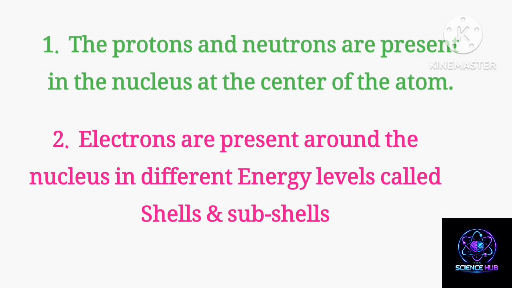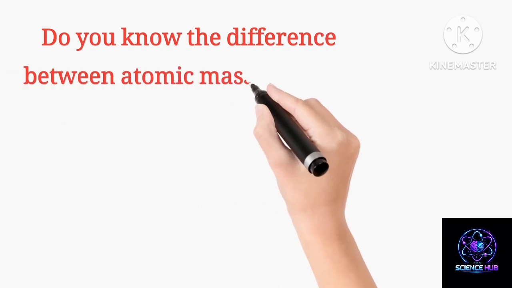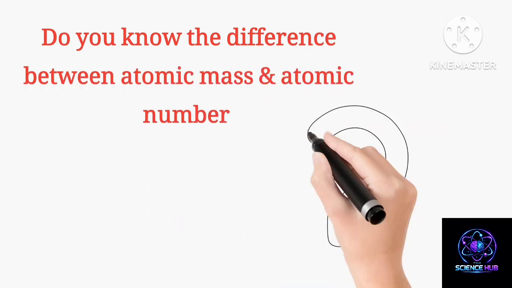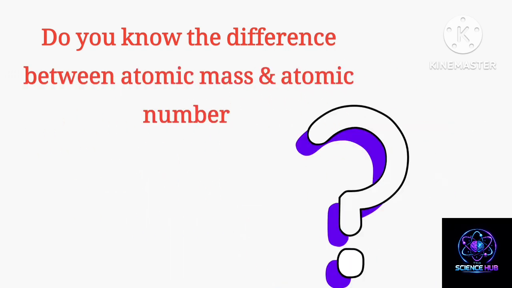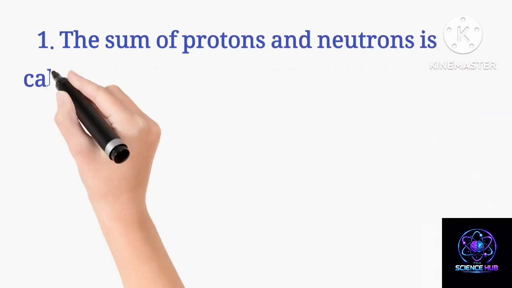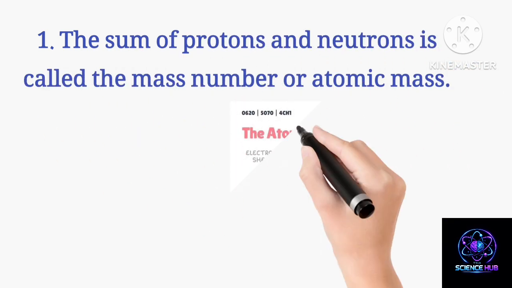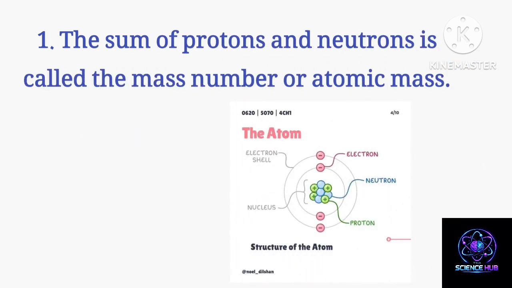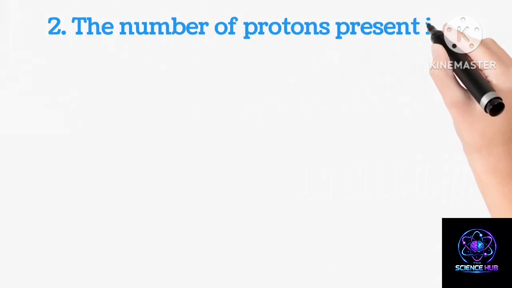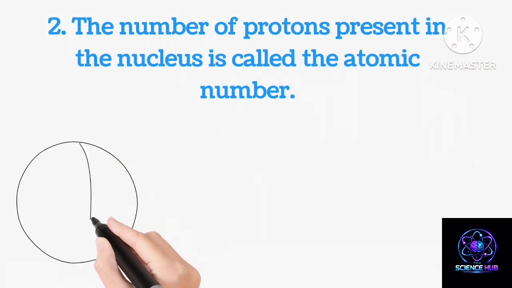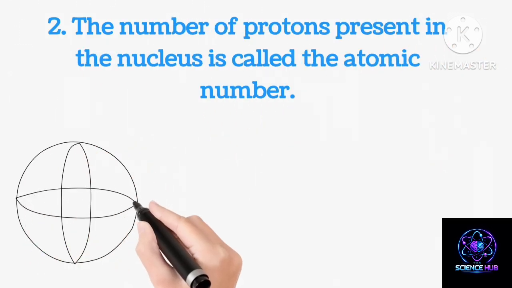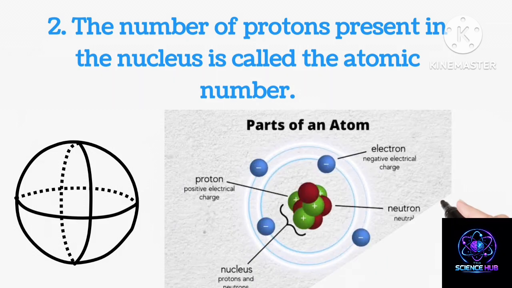Do you know the difference between atomic mass and atomic number? The sum of protons and neutrons is called the mass number, or atomic mass, and the number of protons present in the nucleus is called the atomic number. Actually, atomic number is the entity that decides the chemical properties of matter.